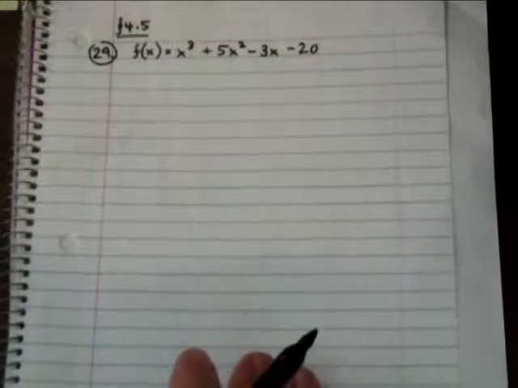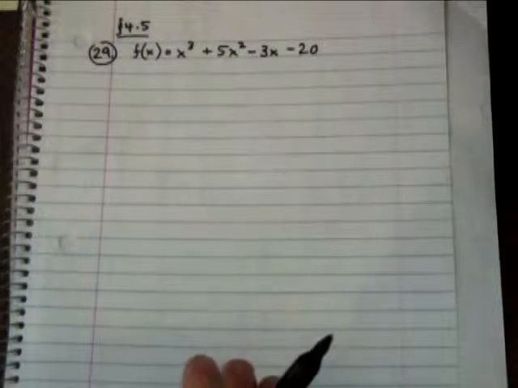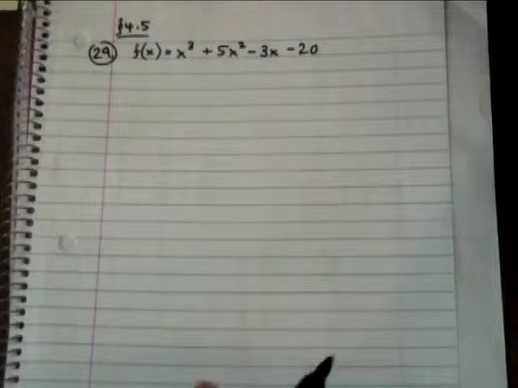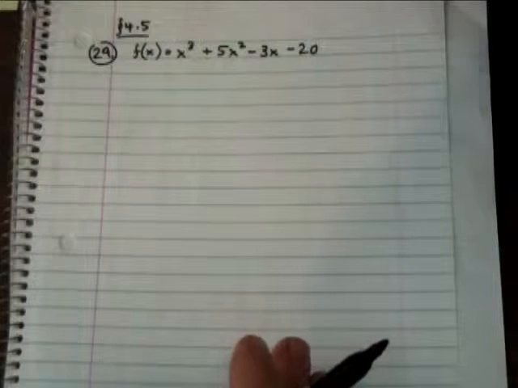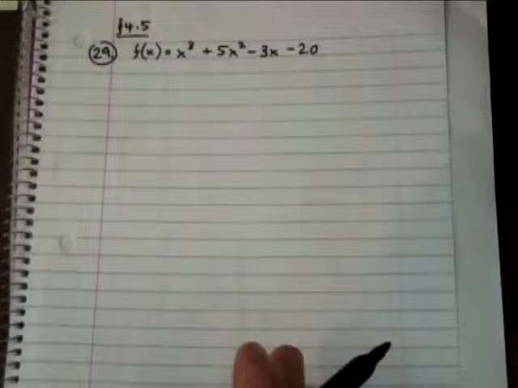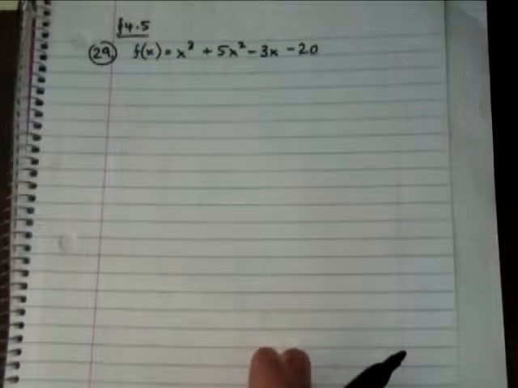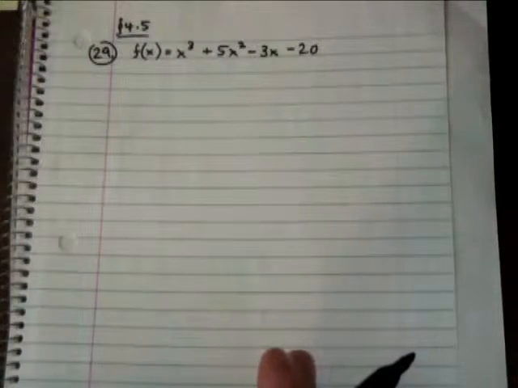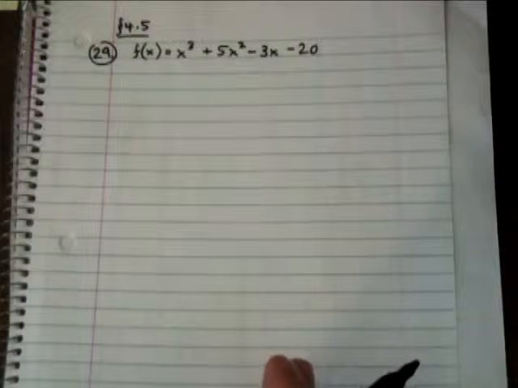All right, let's look at one final problem from section 4.5, and that is problem number 29. They are asking you to use the upper bound theorem to find an integral upper bound and the lower bound theorem to find an integral lower bound of the zeros of each function.